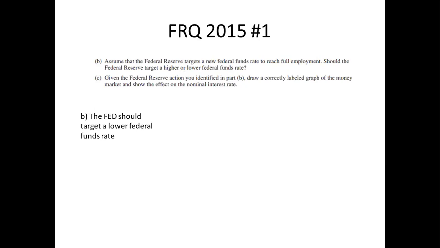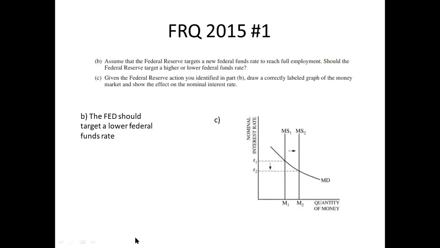Given the Federal Reserve action you identified in Part B, draw a correctly labeled graph of the money market and show the effect on the nominal interest rate. Okay, our first graph here, money market. First time we've graphed the money market in these practice videos. Money demand is downward sloping like a regular demand curve. The money supply is a vertical curve, okay? So it says, draw a correctly labeled graph and show the effect.